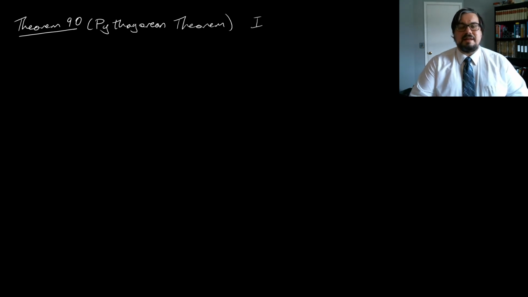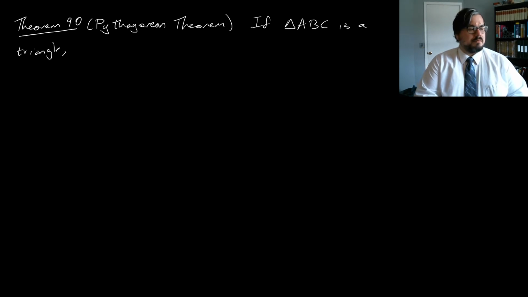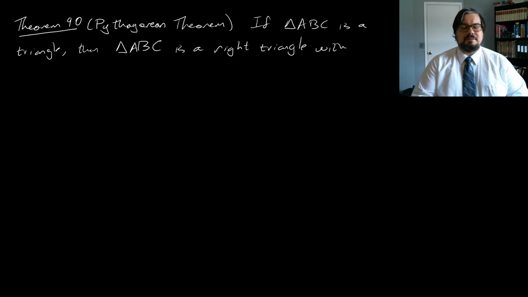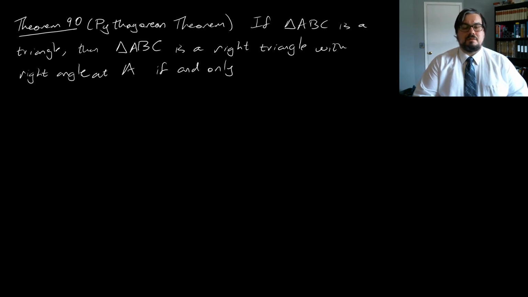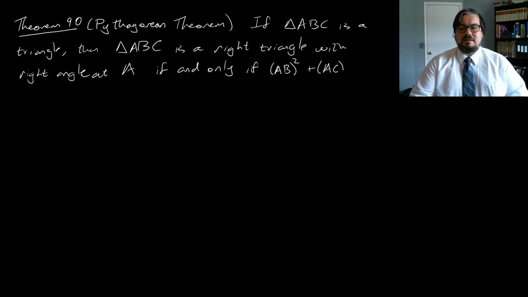This says that if triangle ABC is a triangle, then triangle ABC is a right triangle with right angle at A, if and only if we have that the length AB squared plus the length AC squared equals the length BC squared.